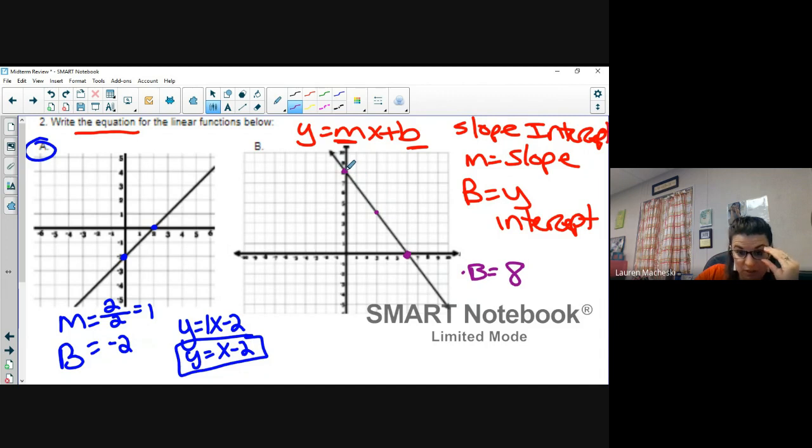I'm going to go from this point to this point. So I rise down. I have to go down 8, so that would be -8. And I run, is that right? Yes, that's right. So +1, 2, 3, 4, 5, 6. Okay, so -8 divided by +6. If I reduce that fraction, 2 goes into each one, so -4/3. So that's my slope. So my equation is y equals -4/3x plus 8.